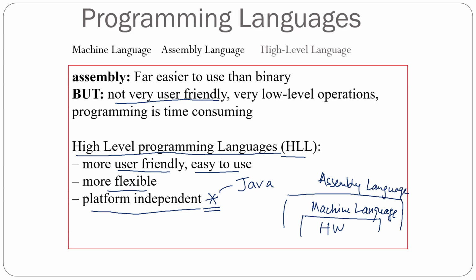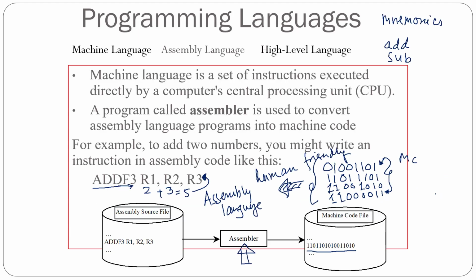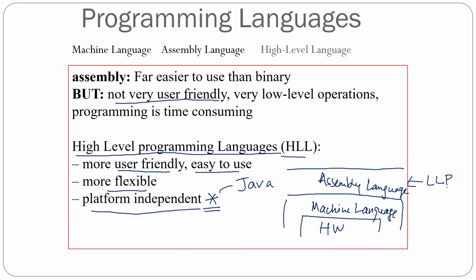Assembly language is not as close to the hardware as machine language, but is still close to the hardware. So assembly language is also considered a low level programming language. On top of assembly language, we have languages like C, C++, and languages like Java, Python.